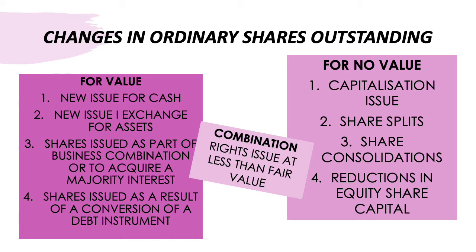The second category is for no value, which basically means that there is a change in the number of shares outstanding, but as an entity we have not received nor paid anything of value. The first way in which we can have a no value transaction is if we have a capitalization issue. Think back to IFRS 9. What is a capitalization issue?